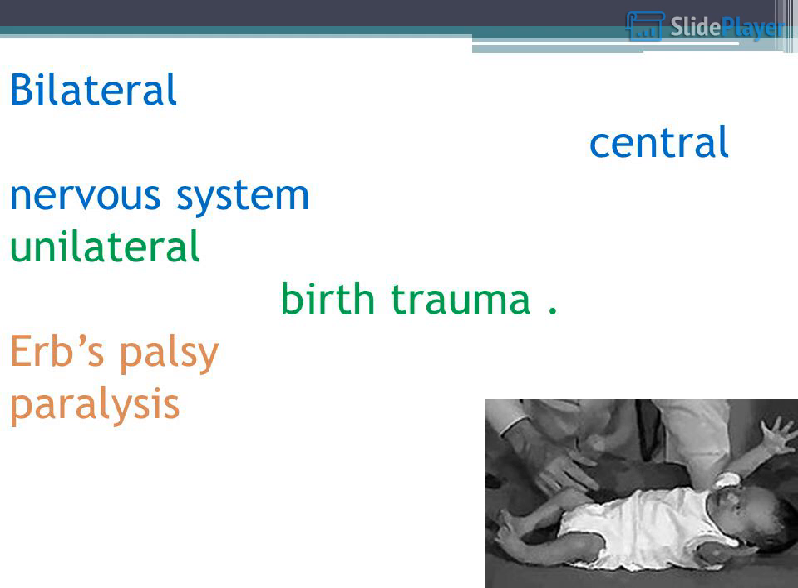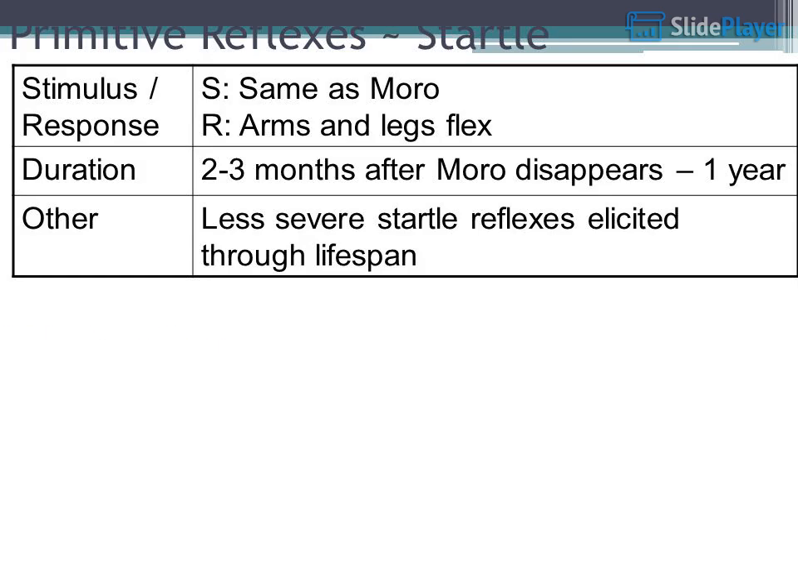Bilateral absence of the reflex may mean damage to the infant's central nervous system, while a unilateral absence could mean an injury due to birth trauma. Erb's palsy or some other form of paralysis is also sometimes present in such cases. Primitive reflexes: startle.